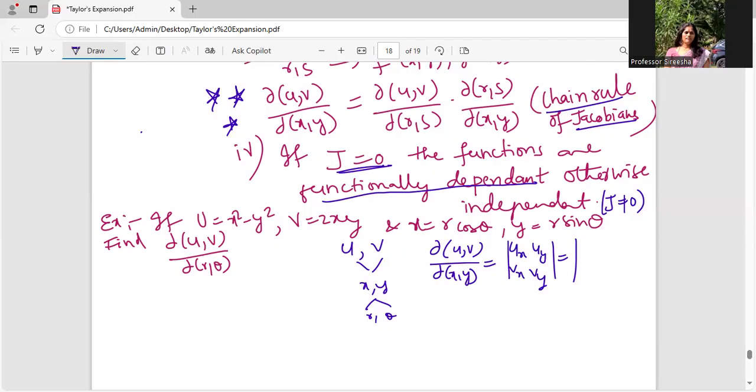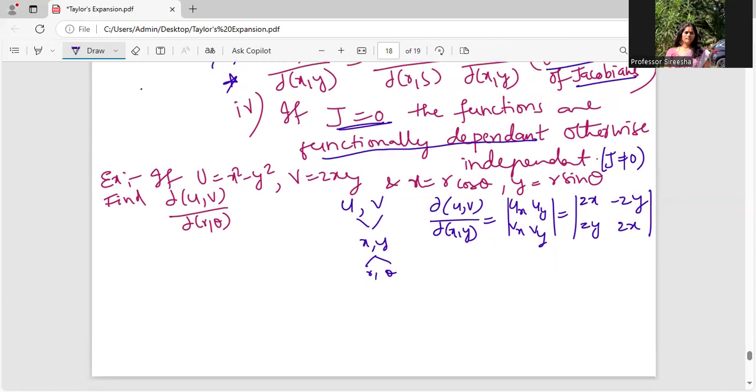u with respect to x, what will be x squared minus y squared? y derivative with respect to x would be 0. x derivative would be x squared I have, so it is 2x. And then u_y would be what? Minus 2y. v_x would be what? 2y, because 2 and y are constants, x derivative is 1. v_y would be what? 2 and x are constants, y derivative would be 1. So I'll be having 2x into 1, which is 2x. Okay, I'll be finding out this value.